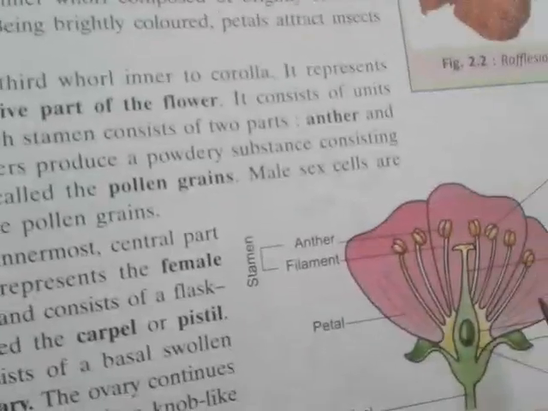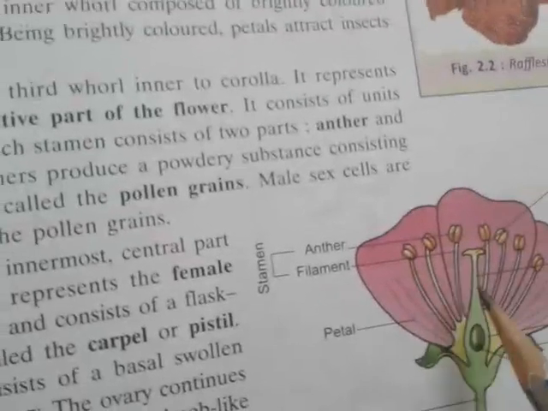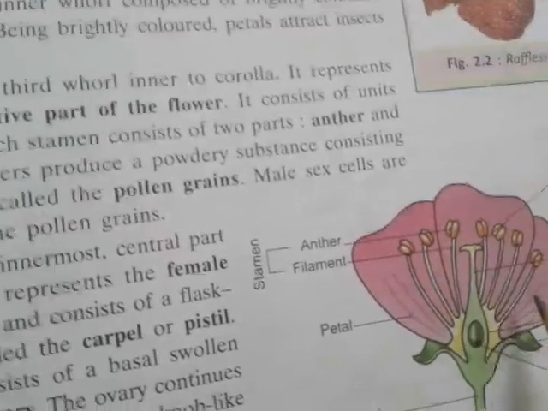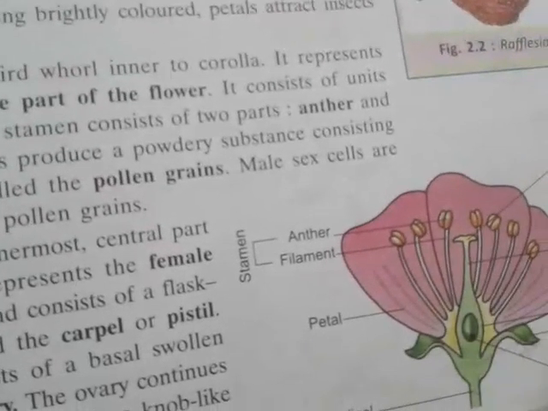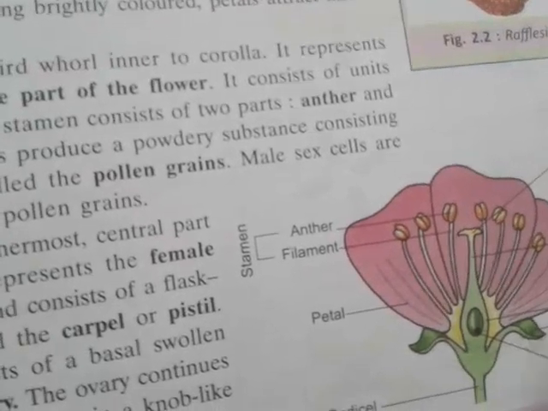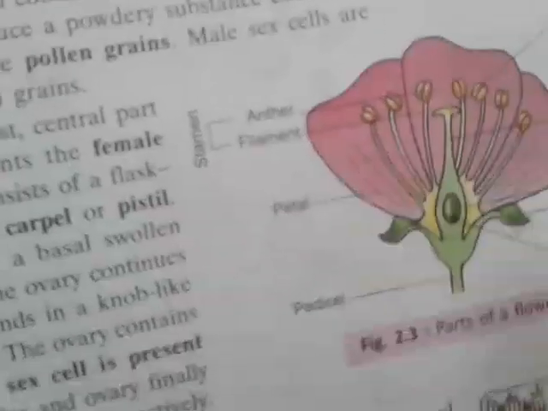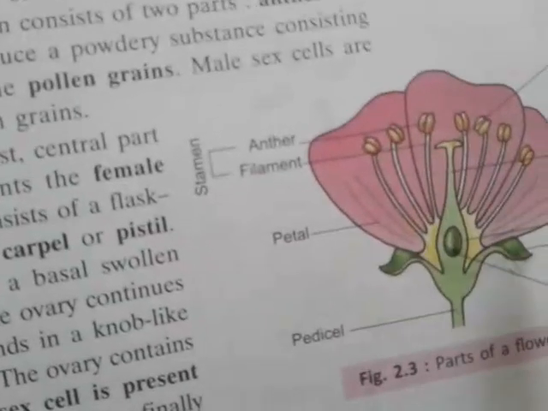Okay, and next, coming to the point, that is your gynoecium. Gynoecium is the female part, or you can say the female reproductive part. It consists of carpel and another part, that is your ovary.